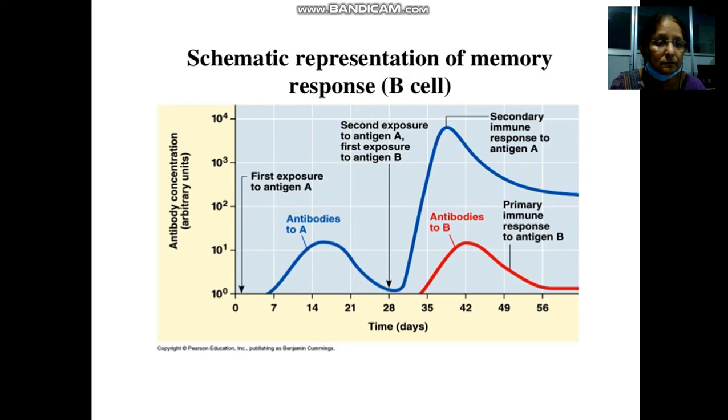You see, here is the exposure to antigen A. Antibodies to A are produced on the 6th or 7th day, but their magnitude is lower. But when the second exposure to antigen A takes place, the response is very high. The concentration of antibodies is very high, and it lasts for a longer duration. And again, if there is antigen B, then antibodies to the B antigen are produced at a lower concentration.